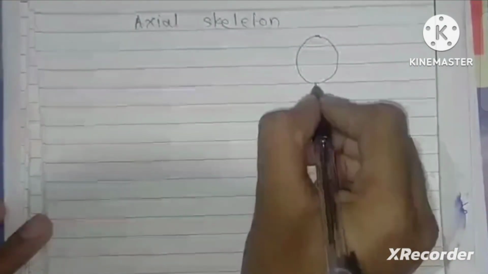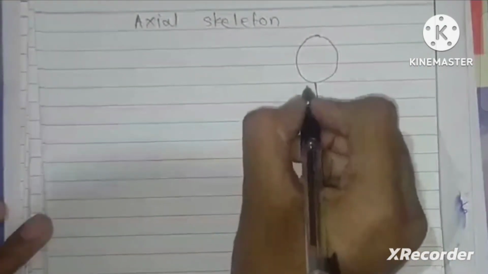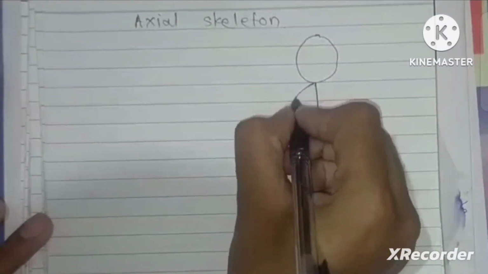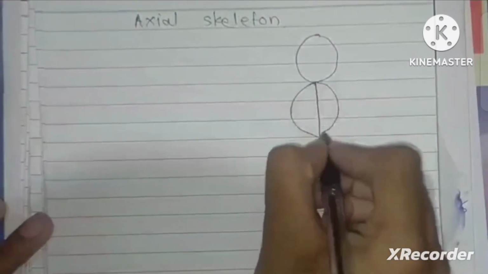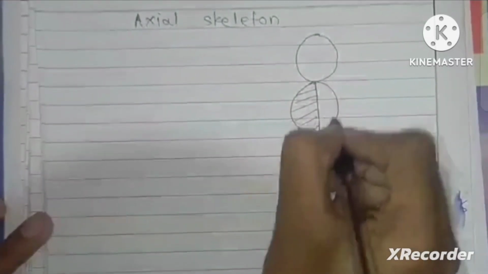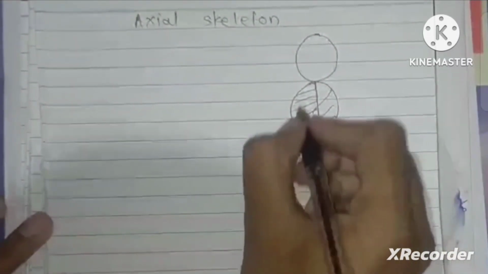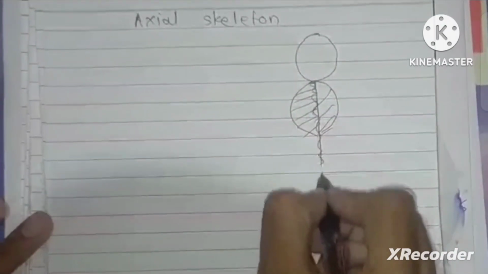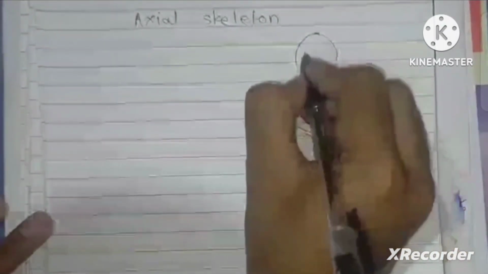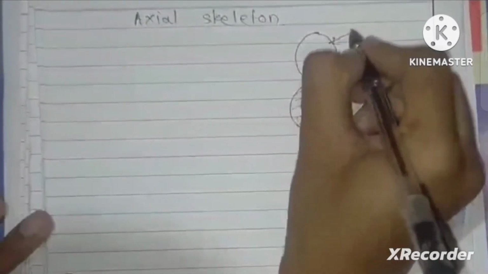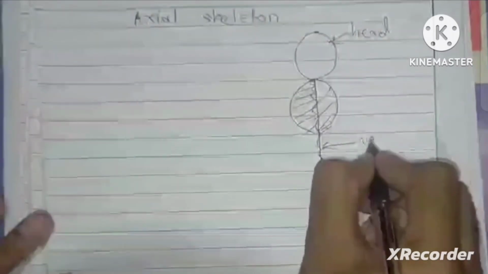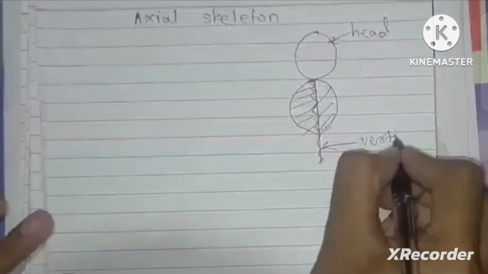The axial skeleton lies along the axis of our body. It includes our head, our vertebral column and thoracic cavity or thoracic cage. As you can see in the diagram, it includes head, vertebral column and thoracic cage.